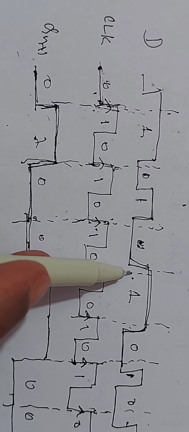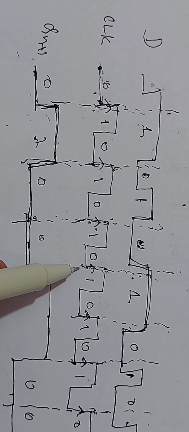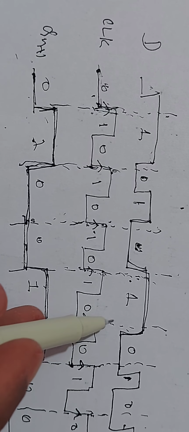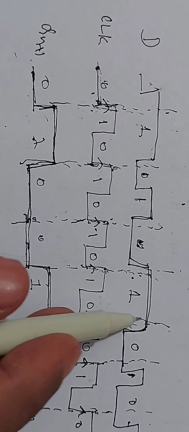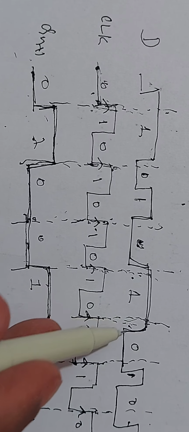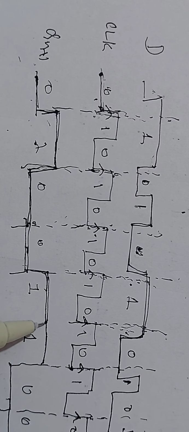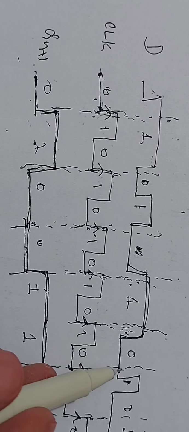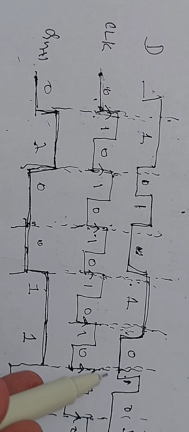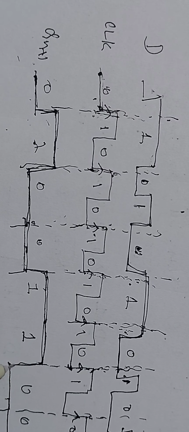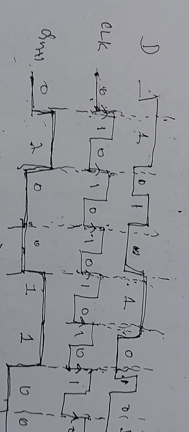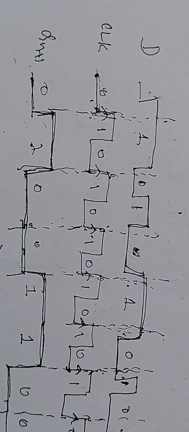At this clock pulse, see, the value of D is 1. Therefore, the output remains 1 till the next clock pulse. At this clock pulse rising edge, the value of D is 1. Therefore, again the output remains 1 till the next clock pulse. At this clock pulse, the value of D is 0. Therefore, it falls to 0. So, this is how the D flip-flop can be better understood from the wave diagram.